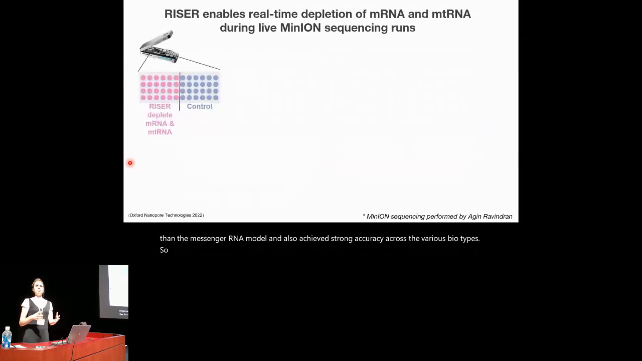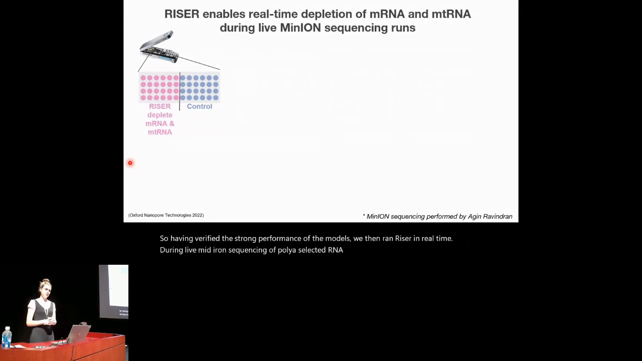Having verified the strong performance of the models, we then ran RISER in real time during live MinION sequencing of poly-A-selected RNA from HEK293 cells. To avoid flow cell bias, we tested both the RISER and control conditions in the single flow cell.